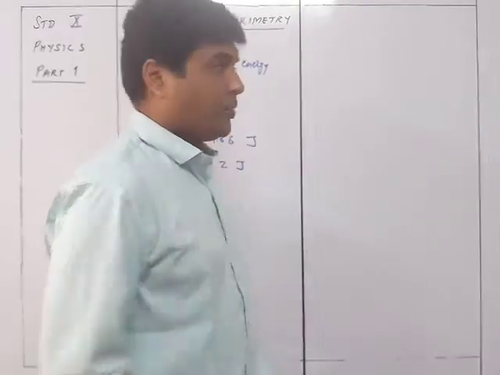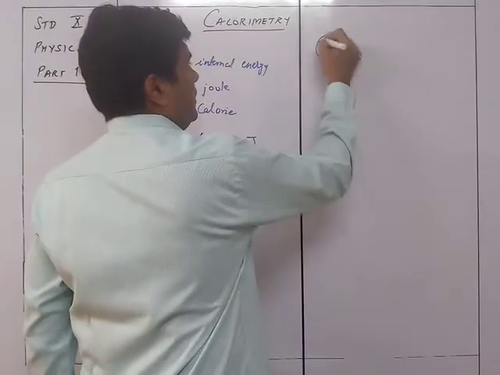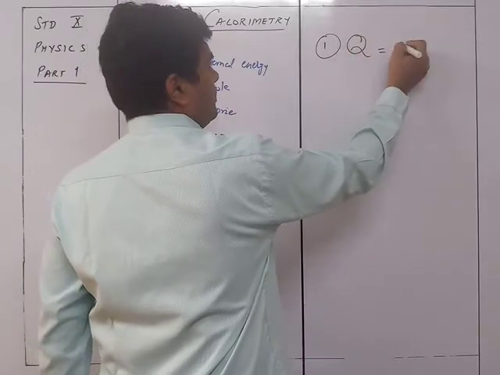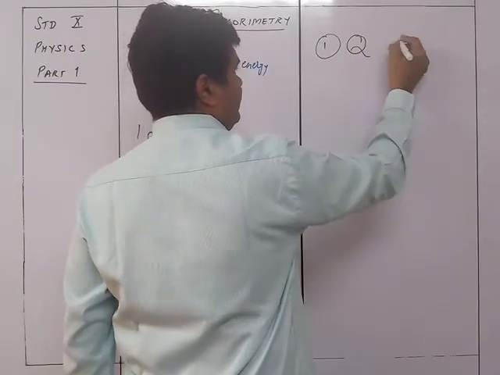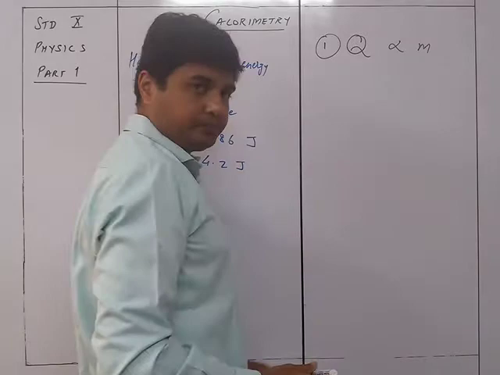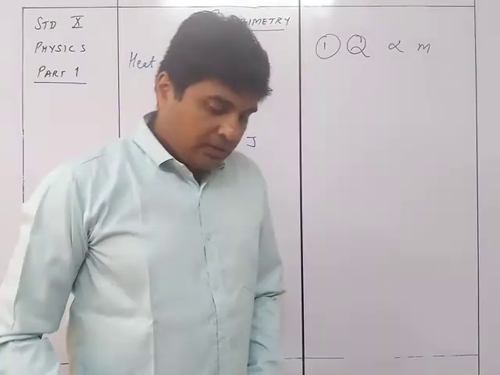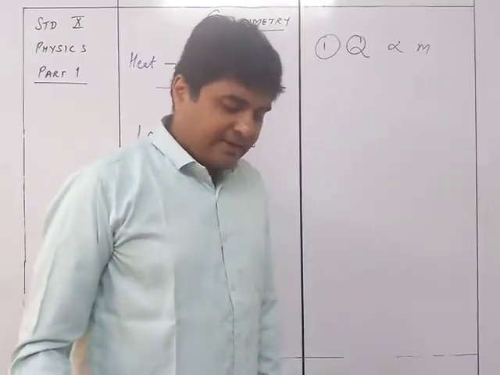First, mass of the body. So the first thing is, we will say Q is proportional to the mass. So we say that it is proportional to the mass. Okay. So let's see this.